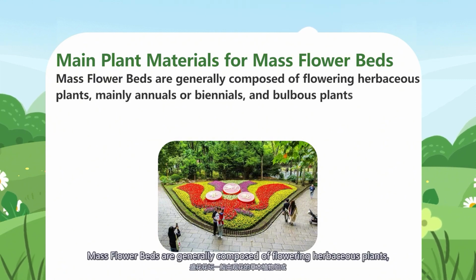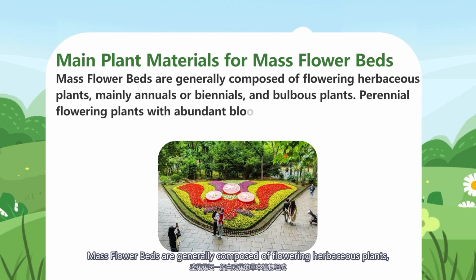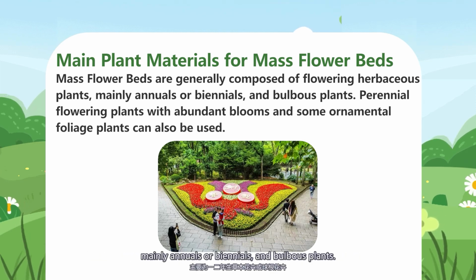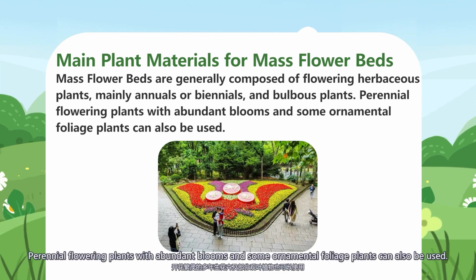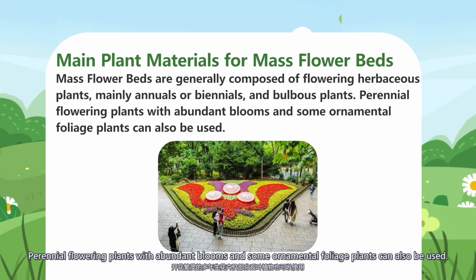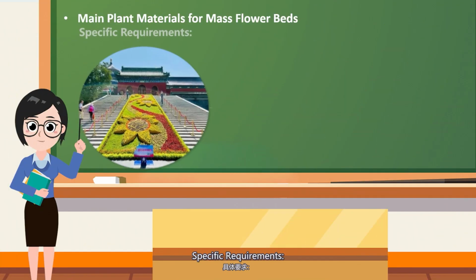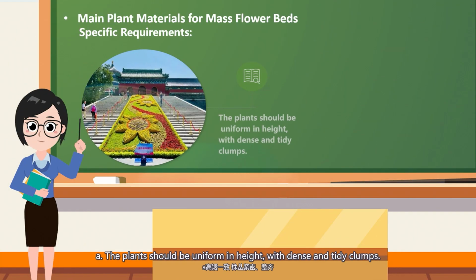Mass flower beds are generally composed of flowering herbaceous plants, mainly annuals or biennials, and bulbous plants. Perennial flowering plants, with abundant blooms and some ornamental foliage plants, can also be used. Specific requirements. A. The plants should be uniform in height, with dense and tidy clumps.